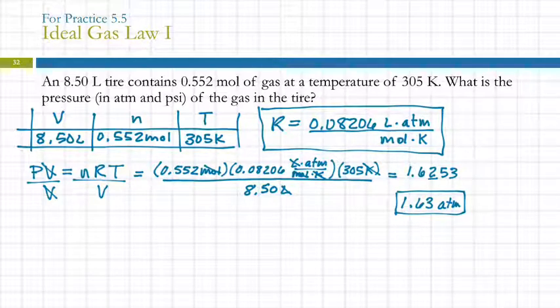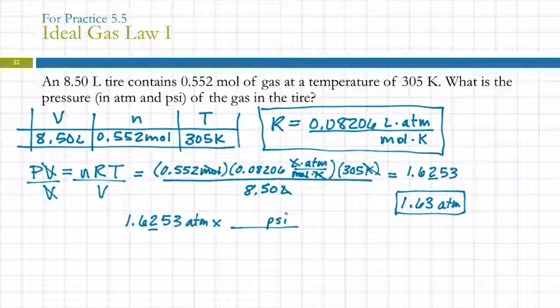Any questions? I forgot the last part of this example yesterday. It asks for the pressure in atmospheres and PSI. So when I calculate PSI, I want to use the unrounded pressure, 1.6253 atmospheres. To convert to PSI is always one step.